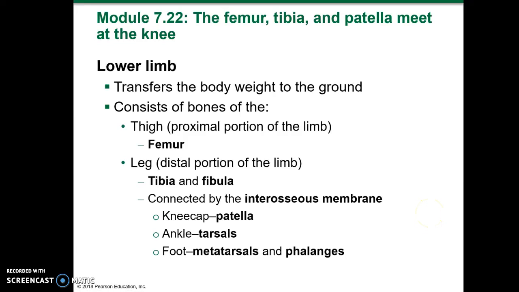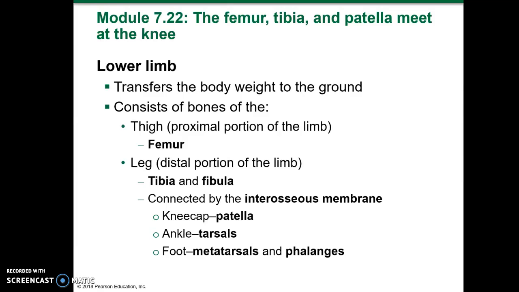Continuing with the lower limb, the femur, tibia, and patella meet at the knee. The lower limb transfers the body weight to the ground, so it has to be pretty substantial. It consists of the bones of the thigh, which is the proximal portion of the limb, the femur, that's the largest bone, and then the leg, which is the distal portion of the limb. So whenever we just say leg, we mean lower leg. If we say thigh, we mean upper leg.